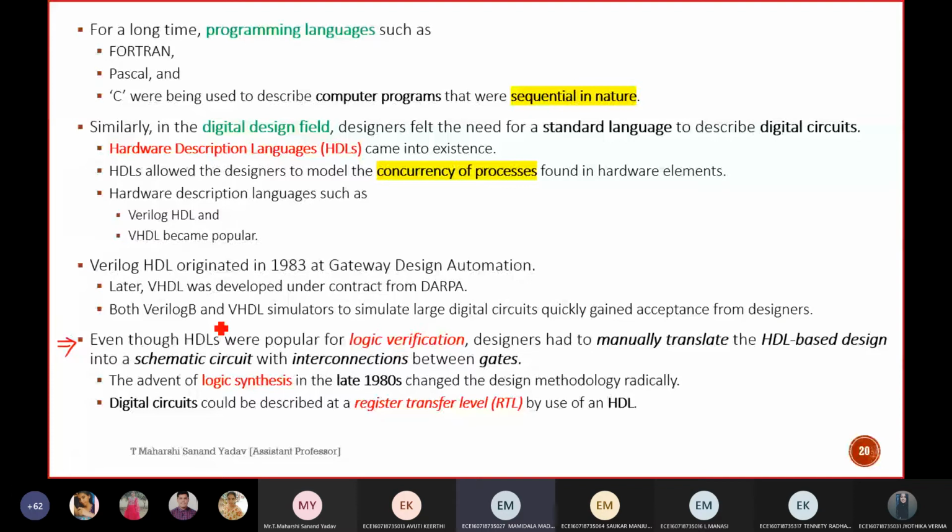Even though HDLs were popular for logic verification, designers had to manually translate the HDL-based design into a schematic circuit with interconnections between gates. Interconnections between gates can also be called nets, which is nothing but the gate level netlist. So when do we get the gate level netlist? After which process? After simulation or after synthesis?